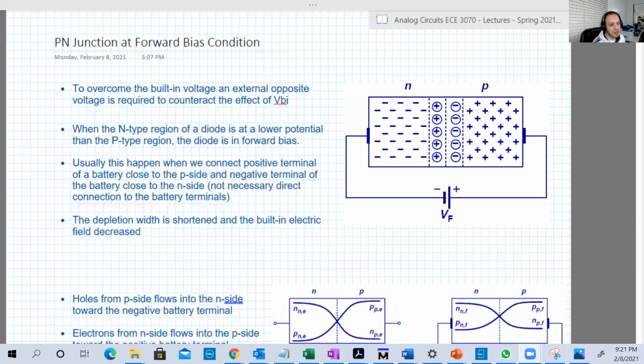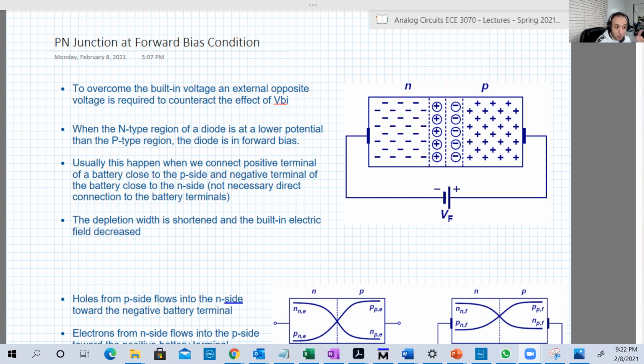Hello guys, welcome back to a new lecture of our analog circuits course. Today we're going to continue our study of the PN junction. Today is the last piece of the study of its physics, which is the operation under forward bias.